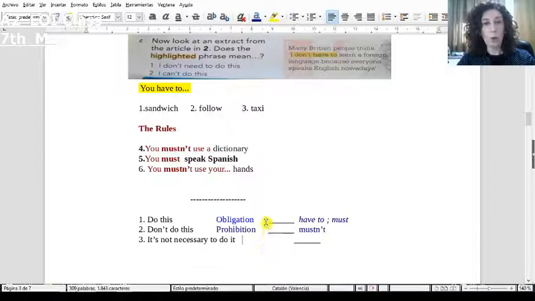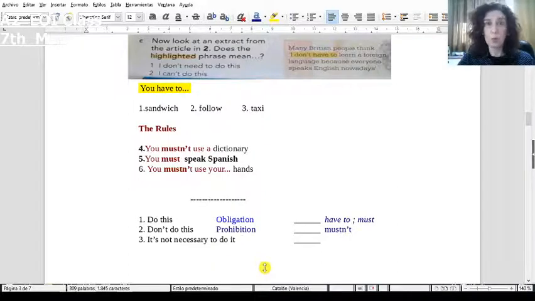And which one expresses that it's not necessary to do it? If you want, you do it, but it's not necessary. This one, everybody look at here. Many British people think, I don't have to learn a foreign language because everyone speaks English nowadays. I don't have to learn a foreign language. No tengo por qué aprender, no hay necesidad de aprender. Entonces, cuando penséis que algo no es necesario, si quiero lo hago y si no, no, ¿vale?